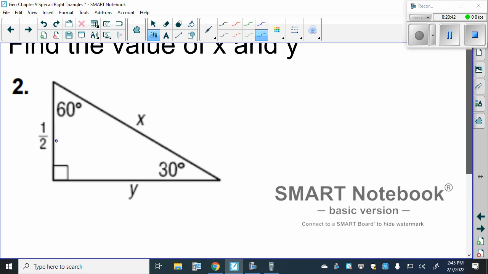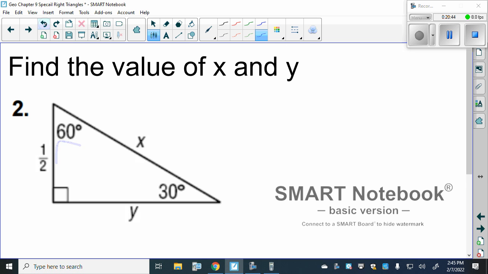So they gave us 1/2, which is opposite which angle? Which makes the 1/2 the short side. So x is your hypotenuse, because it's opposite the 90 degrees. And y would be the long side because it's opposite the 60 degrees.